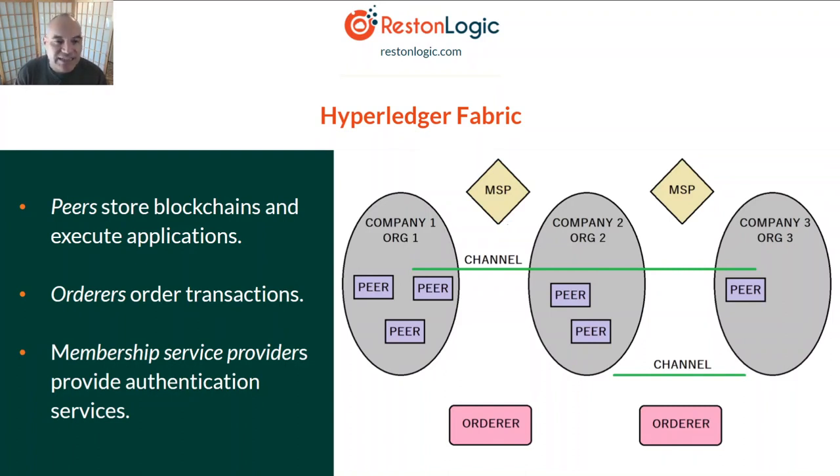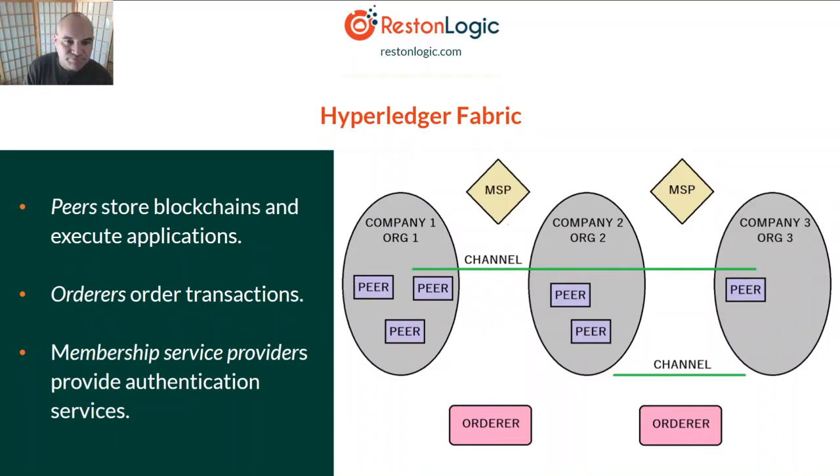For example, suppose that company 2 wanted to give a special price for a certain product only to company 3, and they wanted to keep the details of that only between those 2 companies. That would be one reason why they would set up a separate channel, and then they would have a blockchain that would only be visible to company 2 and company 3.